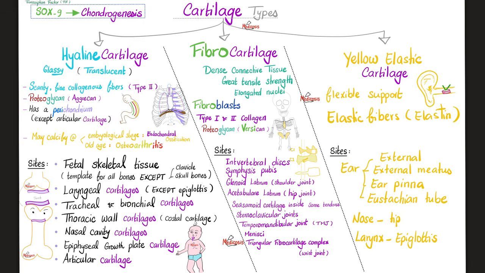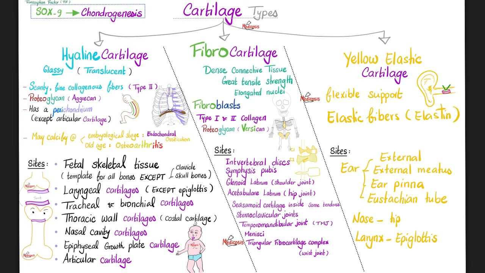The trachea and the bronchi, hyaline cartilage. The cartilage of the thoracic wall is the costal cartilage. Remember that your ribs are mostly bone, but the last part has cartilage. This is hyaline cartilage. Your nose has hyaline cartilage.